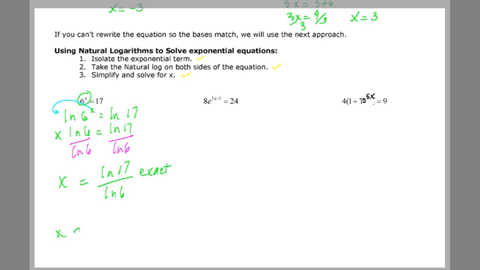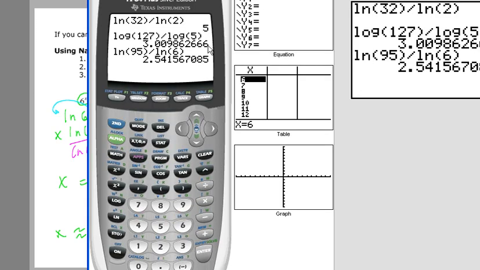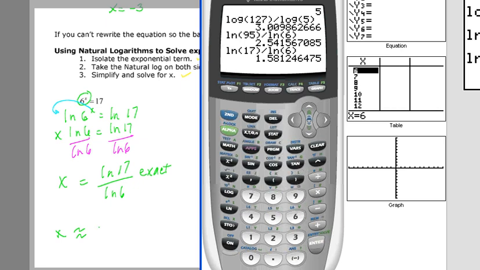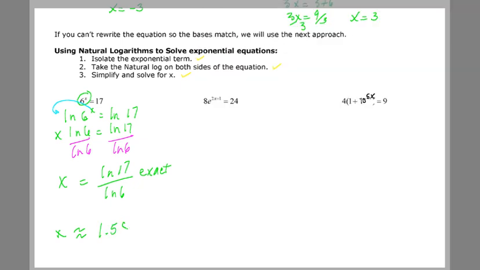If we want a decimal approximation, we'll use these little wiggly lines and go to our calculator and do ln 17 divided by ln 6. The decimal approximation would be 1.581. So this is the exact answer in terms of logs, logarithms or natural logs, and this is the approximate answer, the decimal approximation.